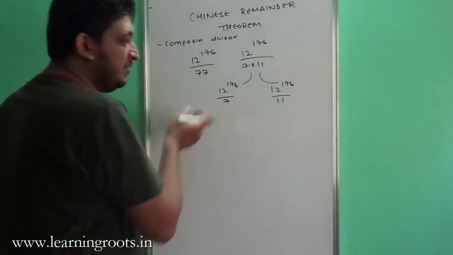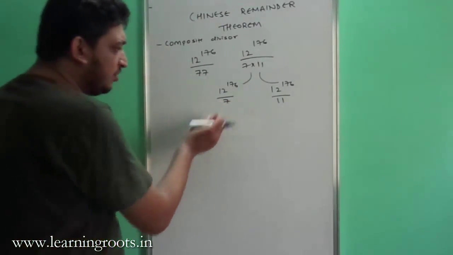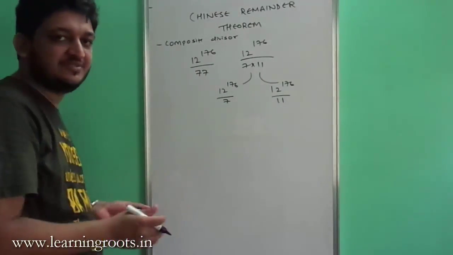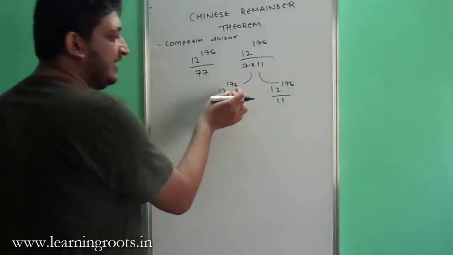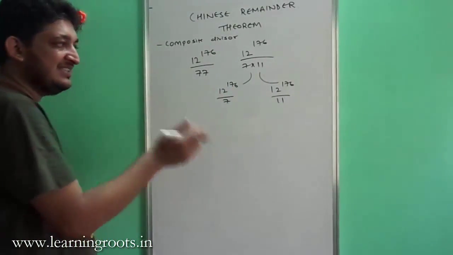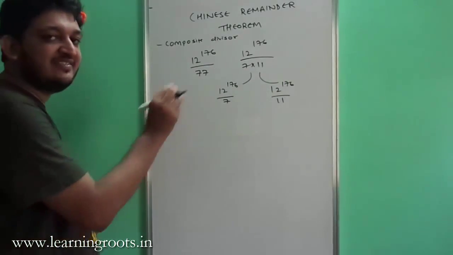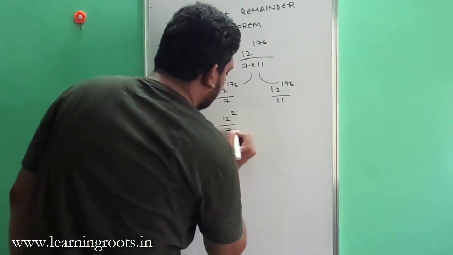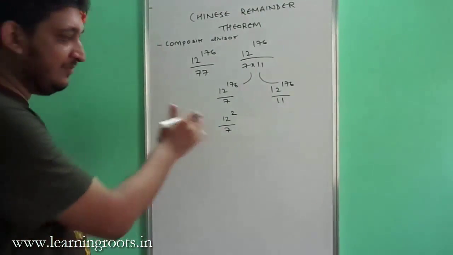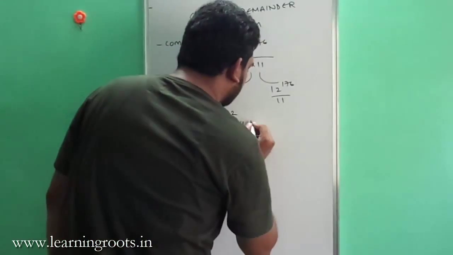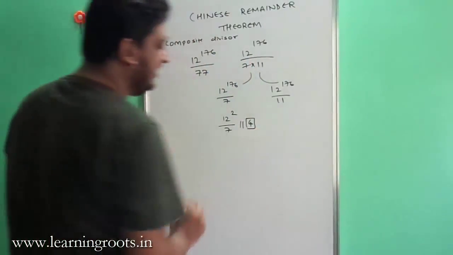So what you can do is you can do Fermat's last theorem. So 7 is present here. The Euler number of 7 is nothing but 7 minus 1, that is 6. So you will simply find out 176 divided by 6, what is the remainder? 176 by 6, the remainder is nothing but 2 because it's 174 plus 2. So it becomes 12 square by 7. Now it is extremely easy. 144 divided by 7, you will get the remainder as 4. So the remainder is 4 in this case, right?